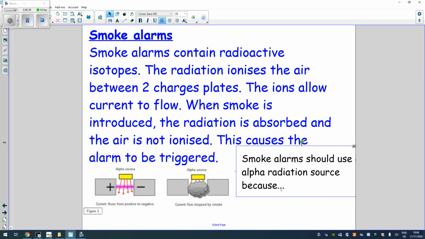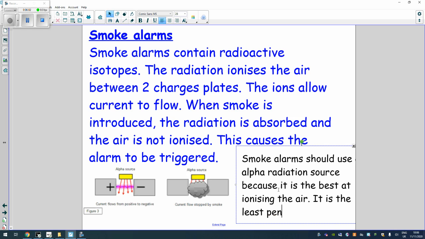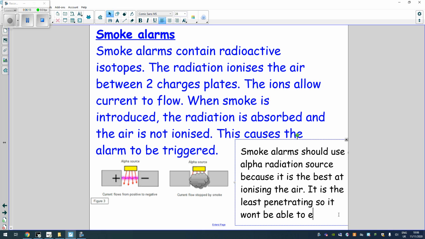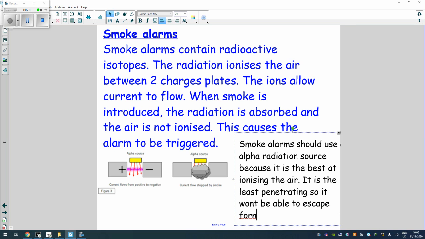So like I said, it's the most ionizing. So it's the best at ionizing the air. So we want the air to be ionized because that's going to tell us that there is a current, that's going to allow the current to flow, so it's going to flow better with an alpha source. Also, it is the least penetrating, so it won't be able to escape from the smoke detector.